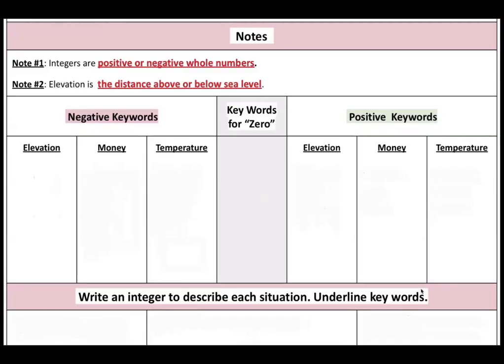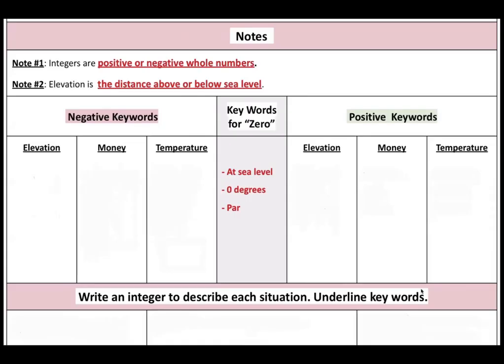So let's talk about some more key words for positive and negative numbers, but also for 0. So let's start with 0. If you are at sea level, we consider that 0. Make sure you're writing this. In terms of temperature, 0 degrees. And then par is in golf. In case you haven't played golf, you might see questions like this. Par is 0.